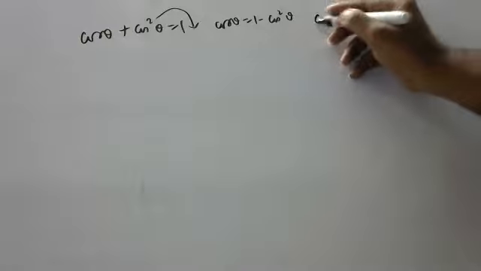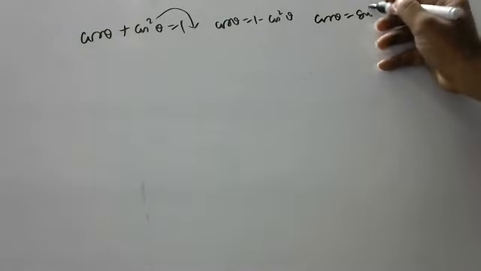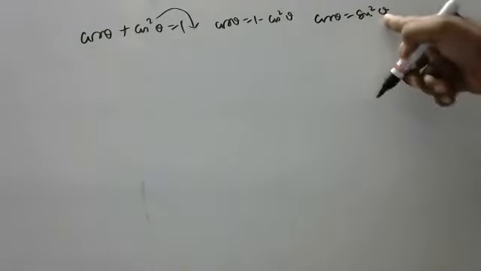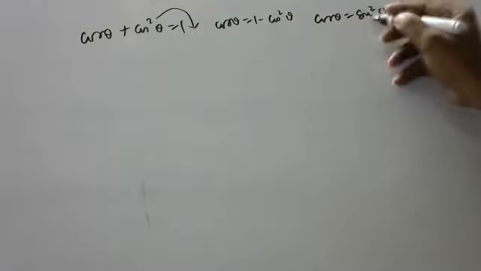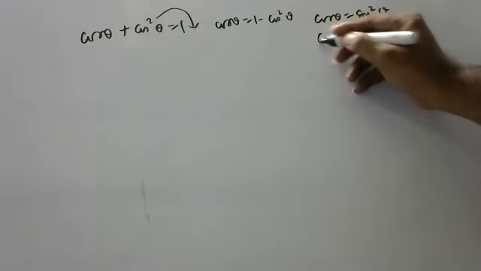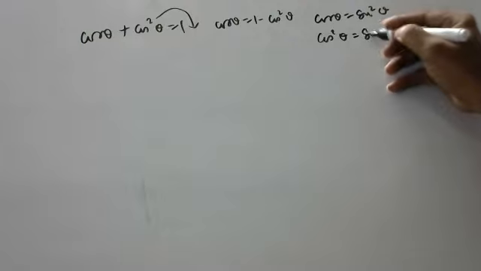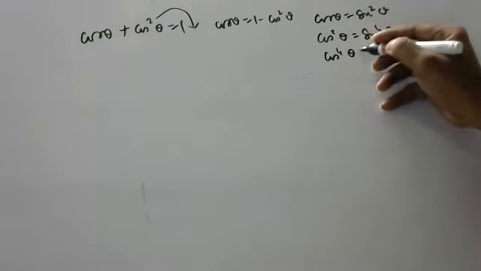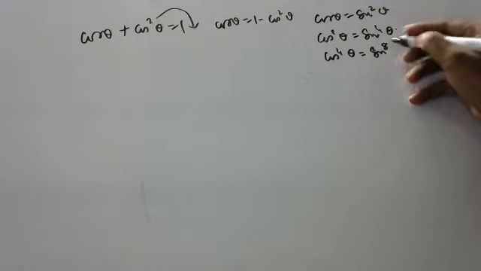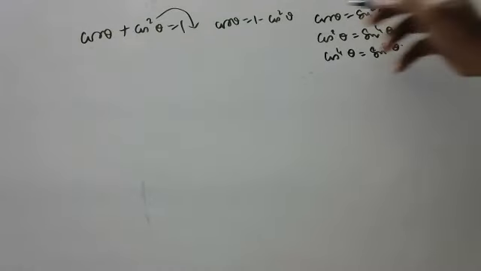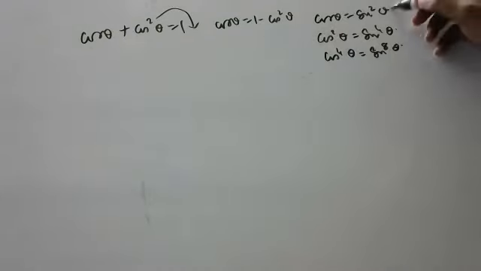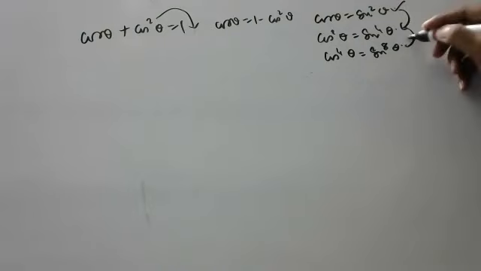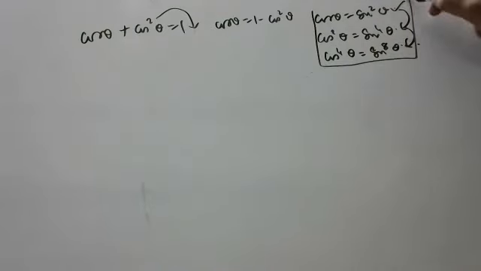This I can write as cos theta is equal to sine square theta, because 1 minus cos square is sine square. Squaring on both sides, you can write cos square theta is equal to sine 4 theta. If you want, you can write cos square as sine 4, and cos 4 as sine 8 theta. Whatever I want, I will use.